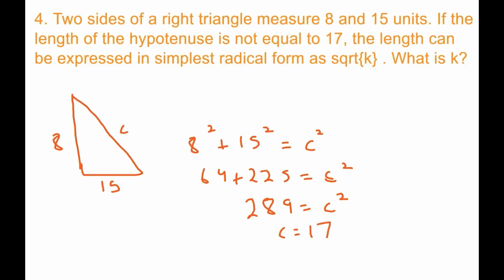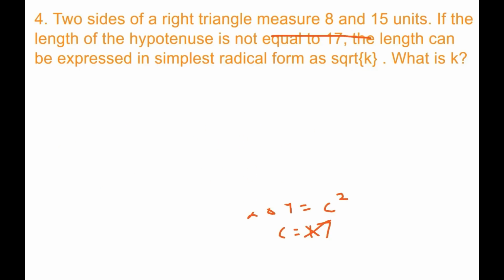But the problem specifically tells us that the answer is not 17. So this is invalid. Then we have to consider the other scenario, where 15 is the longest side. So let's consider that scenario. In this case, we have to figure out what the third leg is, or the second leg is.